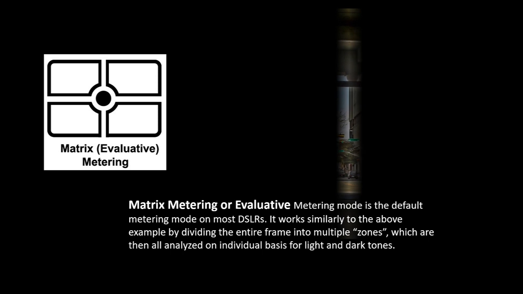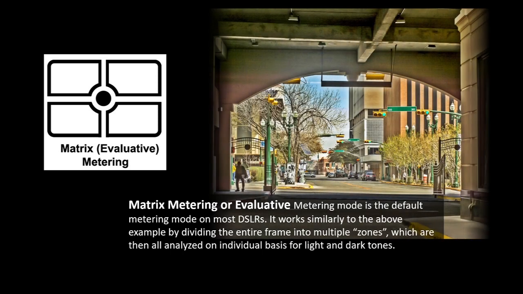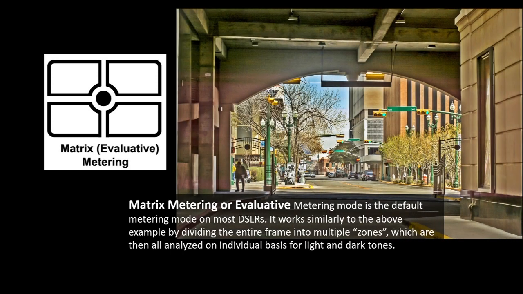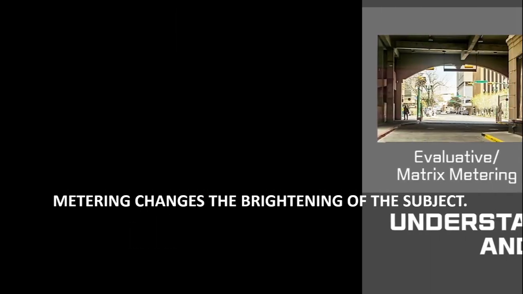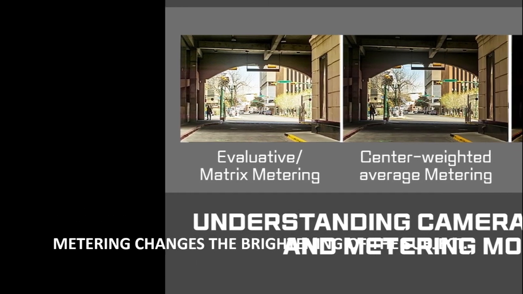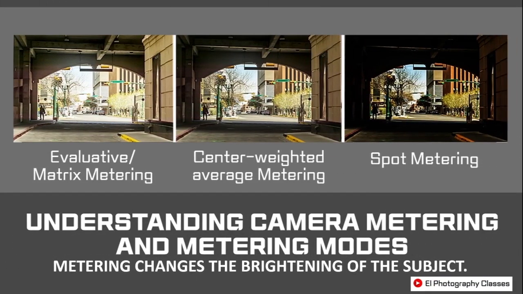Matrix metering, or evaluative metering mode, is the default metering mode on most DSLRs. It works similarly to the above example by dividing the entire frame into multiple zones, which are then all analyzed on an individual basis for light and dark tones. In camera photos, metering is almost everything. It is that important.